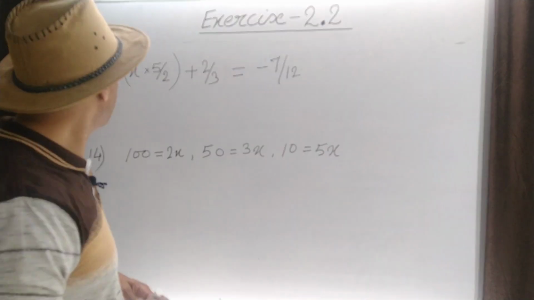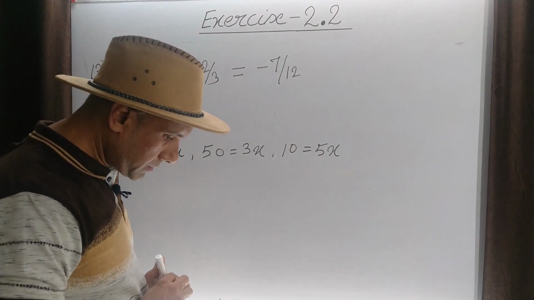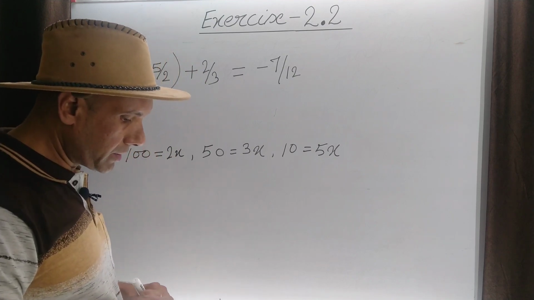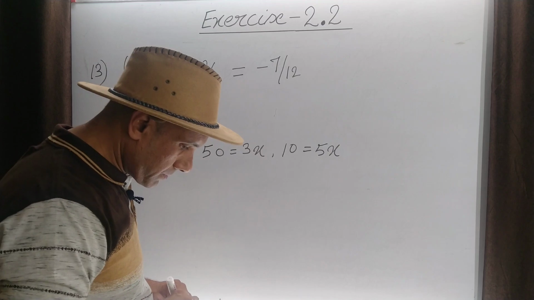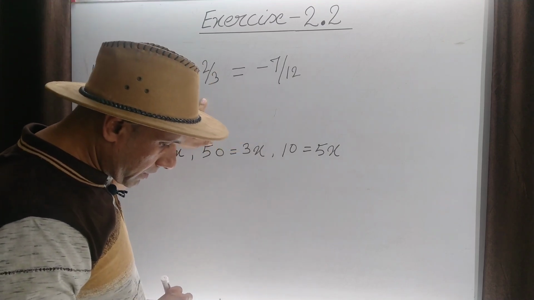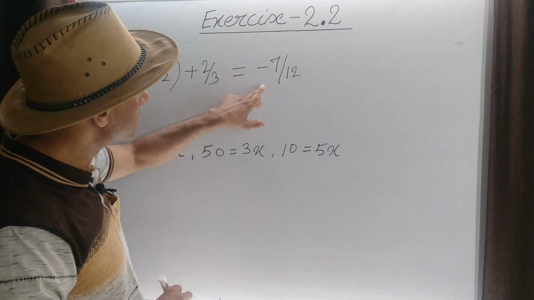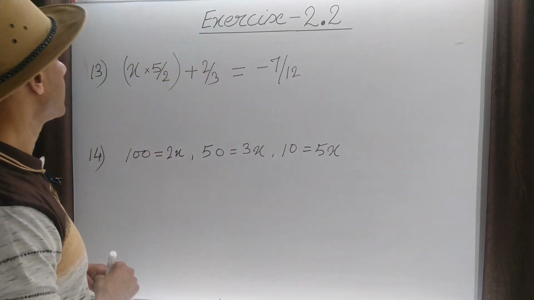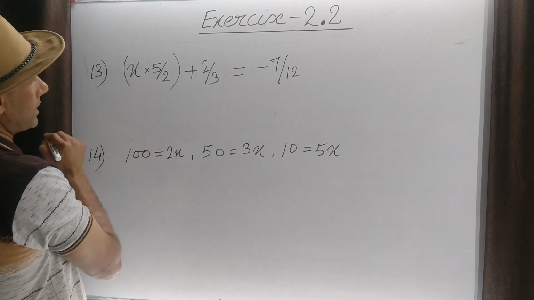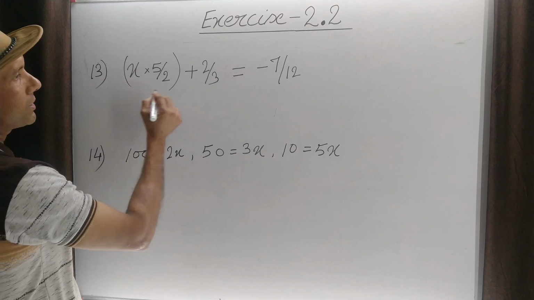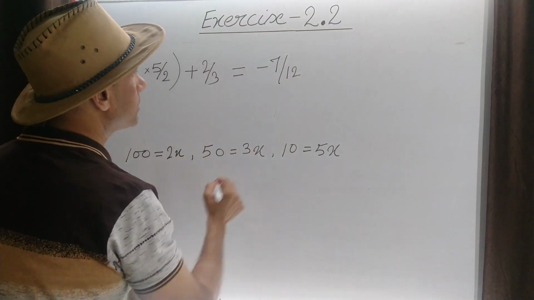Moving on to question number 13. The question is, a rational number is such that when you multiply it by 5 by 2 and add 2 by 3 to the product, you get minus 7 by 12. What is the number? Okay, so let the number be x. When you multiply with 5 by 2 and add 2 by 3 to it, we get this. So this is the formed equation.